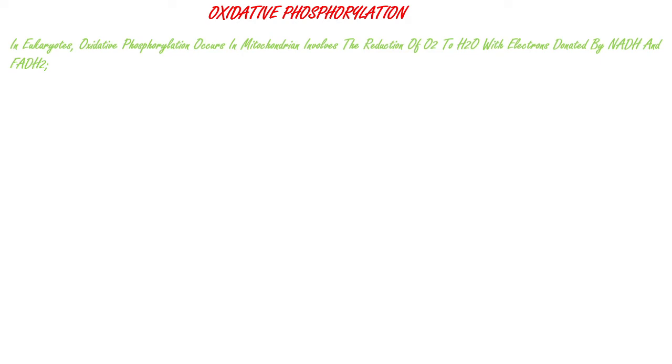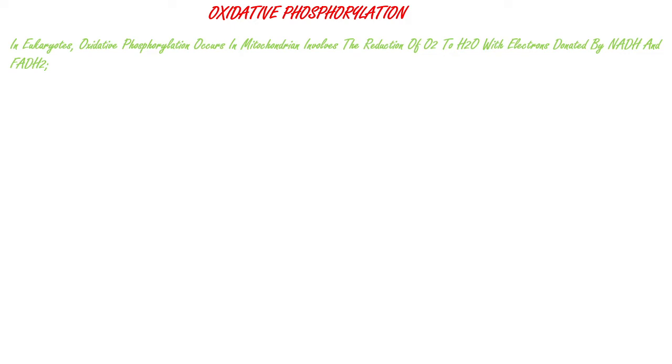In eukaryotes, oxidative phosphorylation occurs in mitochondria and it involves the reduction of oxygen to water with electrons donated by NADH and FADH2. NADH and FADH2 are the reduced forms of coenzymes. When they get oxidized, they donate the pair of electrons that are transported by the ETC to oxygen, and when oxygen gets reduced by the electrons it combines with hydrogen to form a water molecule, and this is coupled with the phosphorylation to yield ATP.